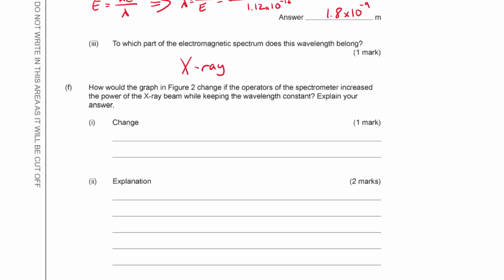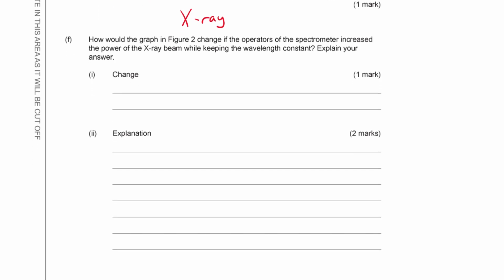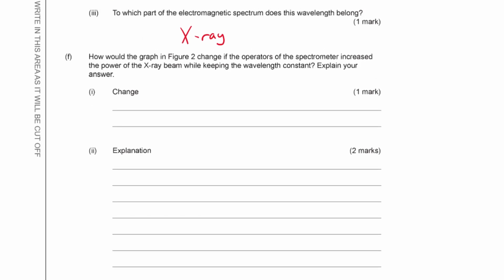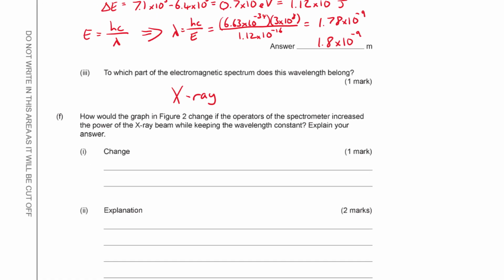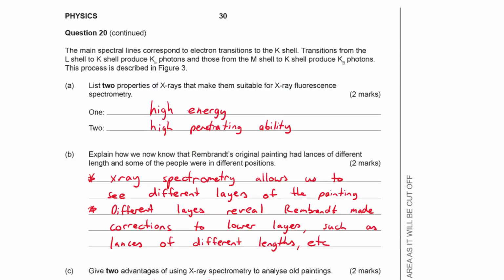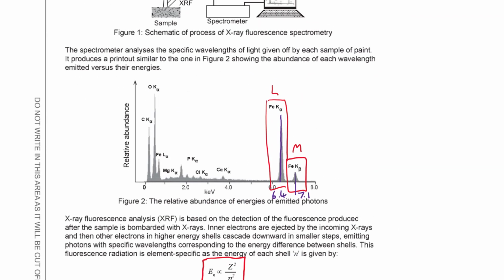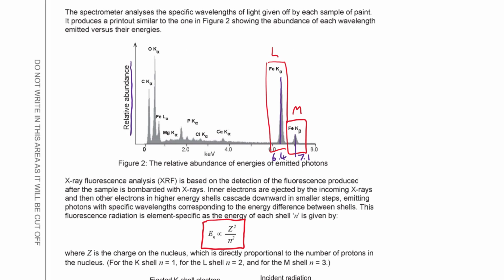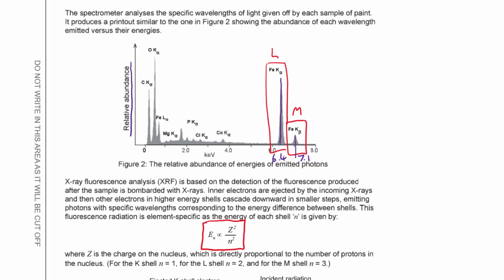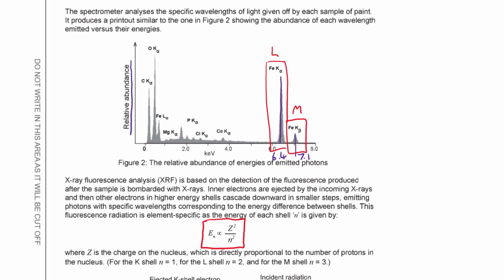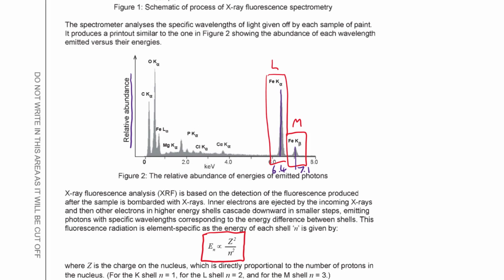Okay, part F. How would the graph change if the operators of the spectrometer increase the power of the X-ray beam while keeping the wavelength constant? Explain your answer. Now, look, at the end of the day, I didn't like this part of the question because if you look at it, importantly, it says that this is the relative abundance. So if you increase the power, you're going to increase the number of photons, but it won't change the relative abundance of each of those peaks. You might reduce noise, I don't know, but the problem is this scale is essentially normalized.